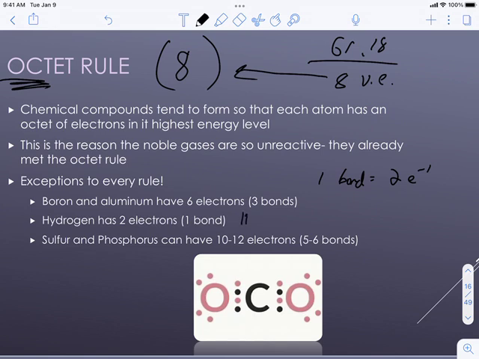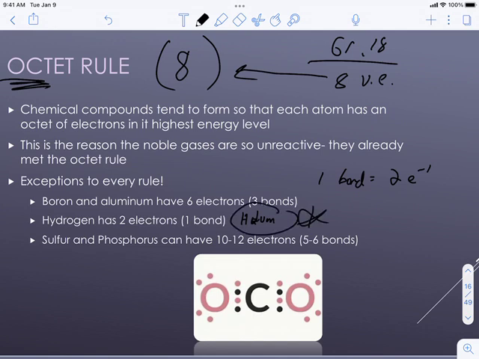Helium is another one. Helium, if you look at your periodic table, helium is in group 18. So you would think it has 8 valence electrons. But that's not true. Helium's atomic number is 2. So it only has 2 electrons to begin with. So helium is happy with 2 electrons. So add that to the list, helium.